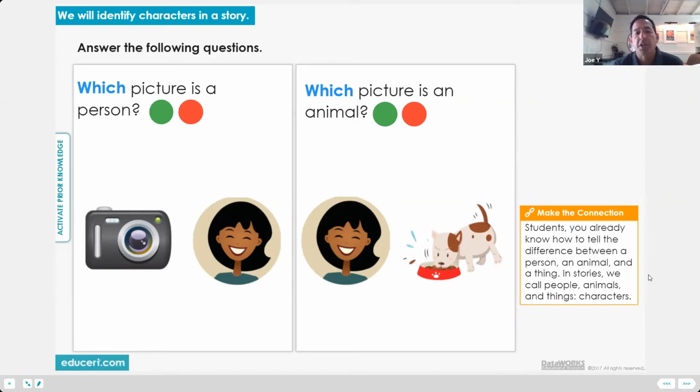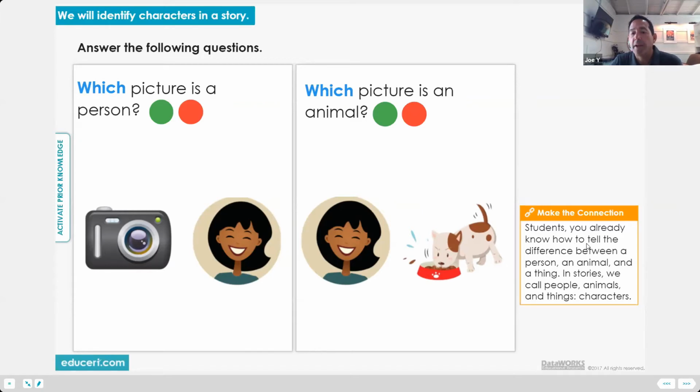Lupe, can you tell me why do you think this picture is a person? Can you justify your answer? Because she has a face and a neck. That's right, and a smile. And what we're trying to do is just to get them to understand, eventually we will make the connection.